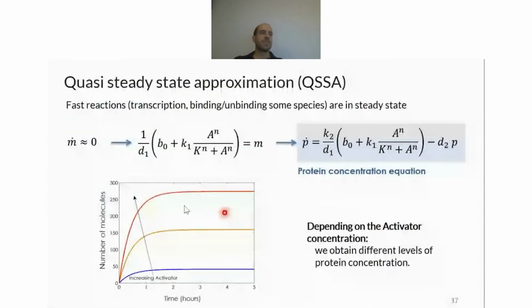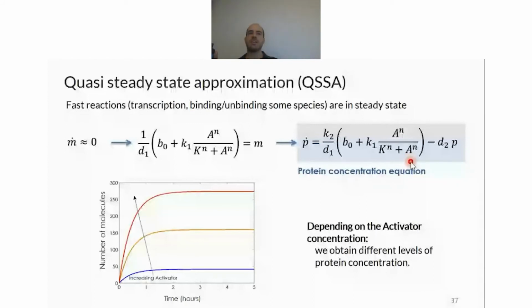And using that, we can go to, so this is what I was saying before. If this reaction is fast, we can solve for the value of m, and we will get this expression. And if we go back to the differential equation of the protein, which tells us how the protein changes in time, and instead of m, we plug in the value that m will have, we will get only one equation for our system, which models how the amount of protein changes in time depending on, in this case, A.